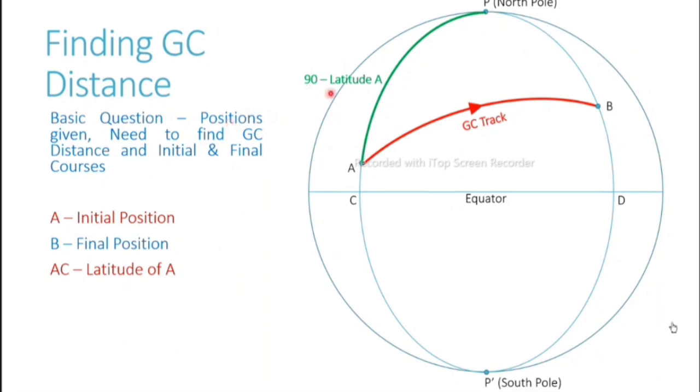So calculating 90 minus latitude of A gives us the dimension of the side Papa Alpha, that is the green color side of this particular triangle PAB.